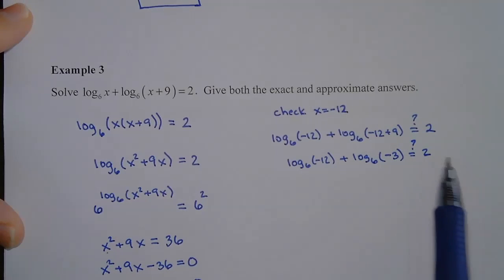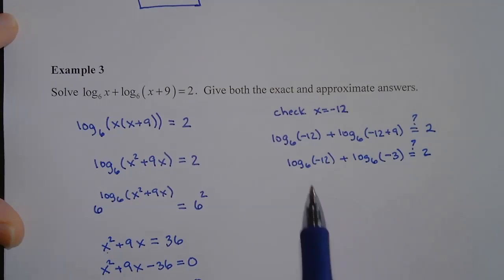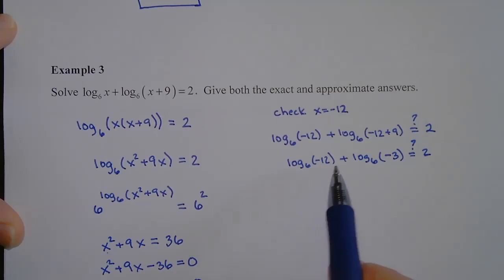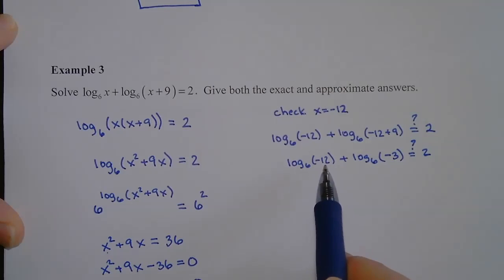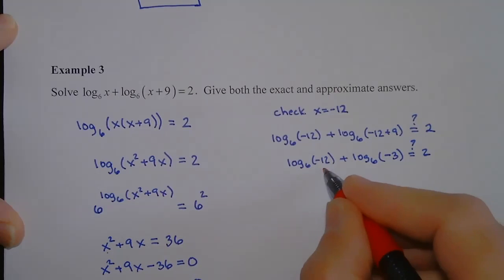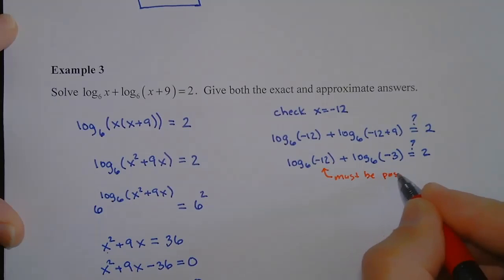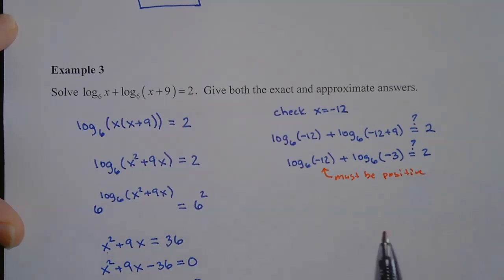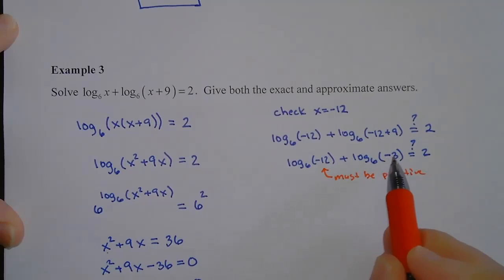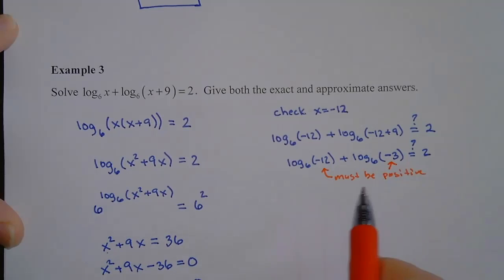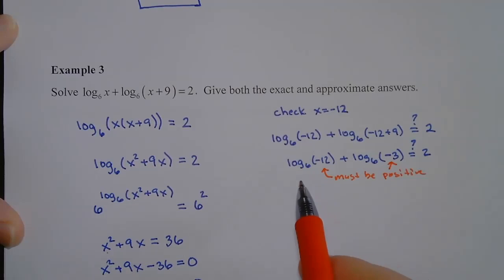Okay, so automatically, this isn't going to work. And here's why. We're trying to take log base 6 of negative 12. This number right here has to be a positive number in order to take any logarithm, okay? So this must be positive. It can't be 0 and it can't be negative. And then same thing here, this must be positive. So automatically, this can't happen. If you try to put this into your calculator, it will give you an error because you can't take the log of a negative value.